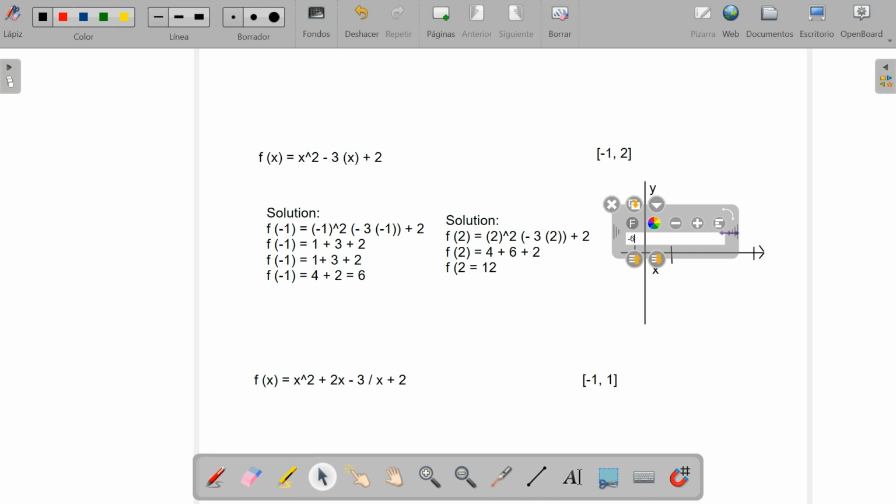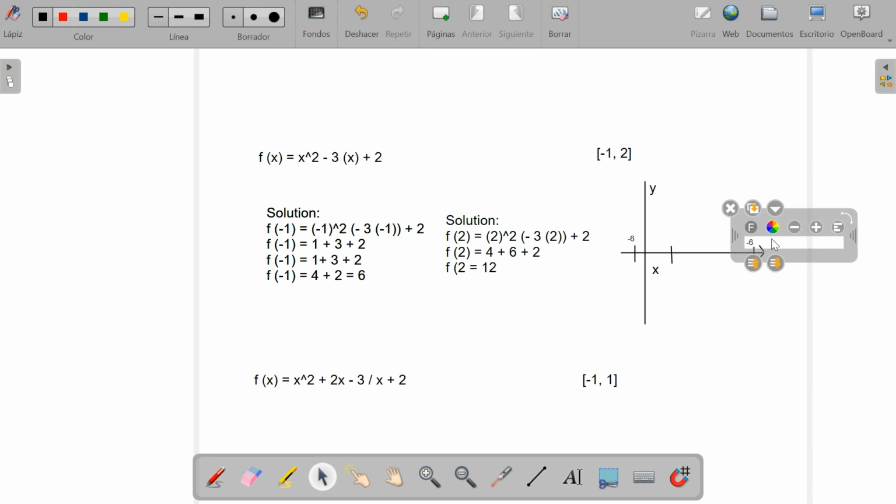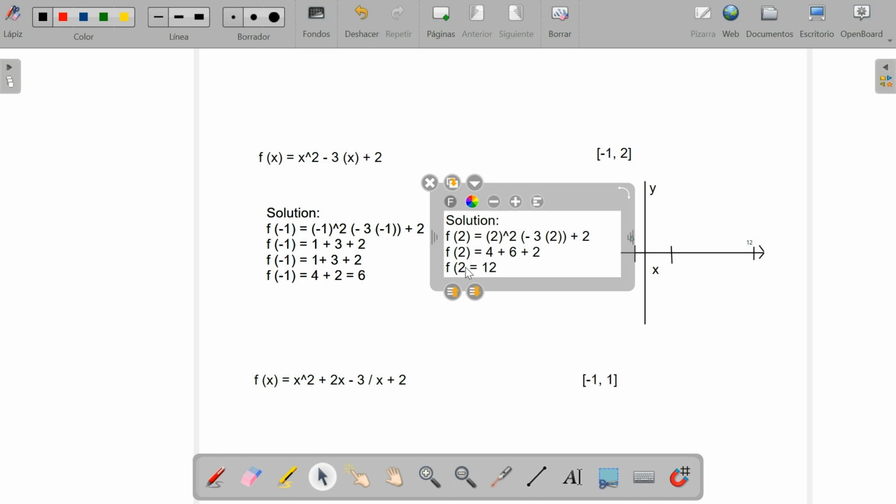Let's even copy this and put it on here. Now this one is positive, okay? 12. By the way, I am missing a parenthesis here.